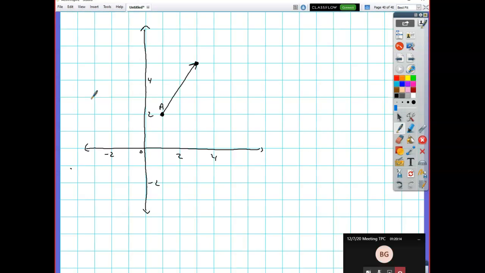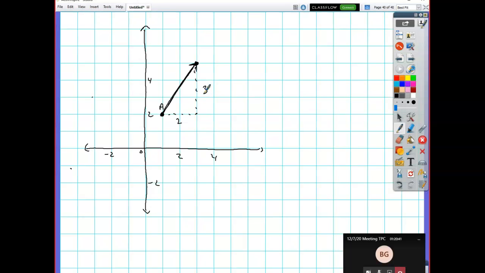Well, it's starting here at 1, 2 and going to 3, 5. This is its arrow. So how far does it go left, right? 2. How far does it go up, down? 3. So what are its components? 2 and 3.